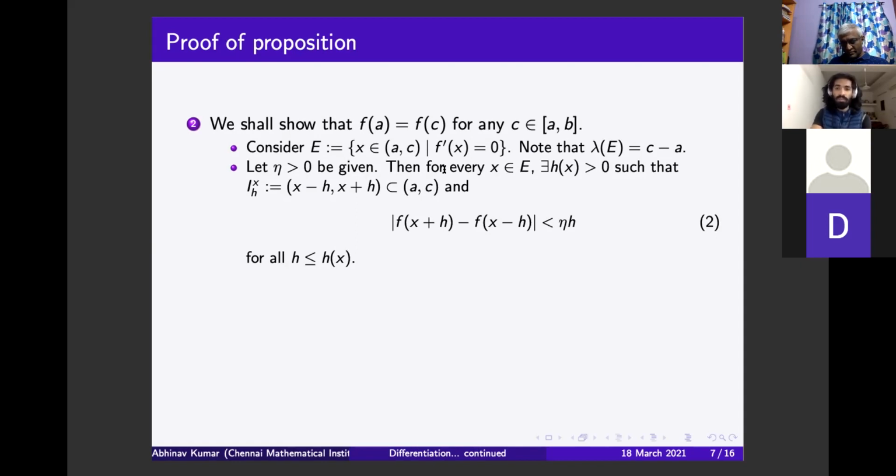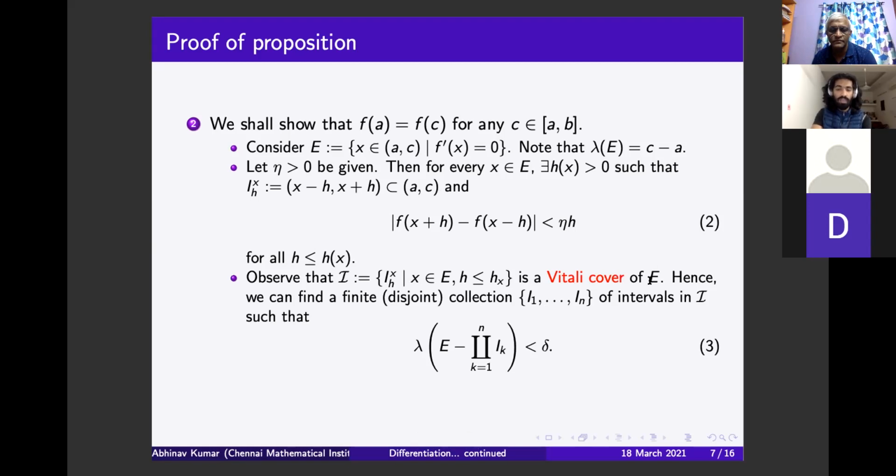So let eta greater than 0 be given. Then for every x within this set E, there exists h greater than 0, which depends on x, that is a function of x, such that this holds. This is an obvious consequence of the fact that the derivative is 0 at the points within E. And of course, it's an easy task to take the minimum of what we found via the derivative being 0, and also require this particular interval to stay within the open interval. So we take the minimum of those two, and take that to be h of x. Certainly this is going to be within the open interval (a, c) for all h less than or equal to h of x, as well as this, simply by the derivative being 0.